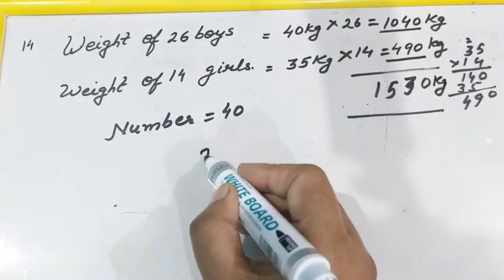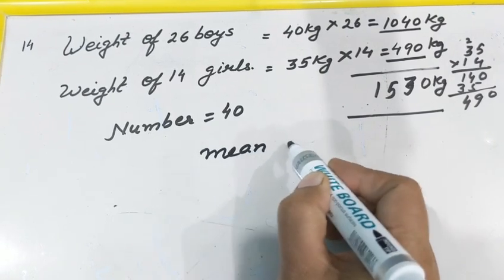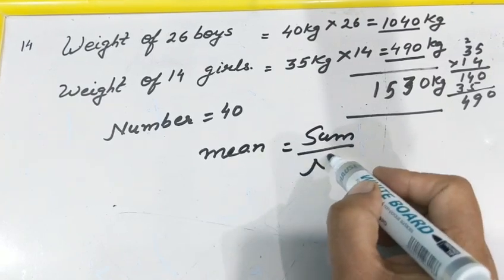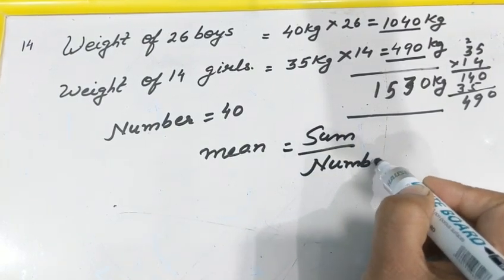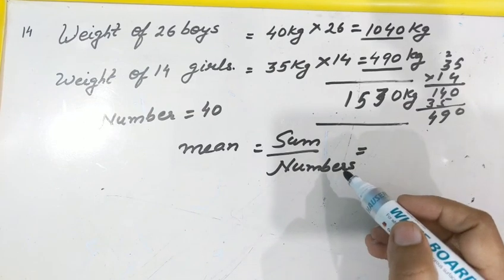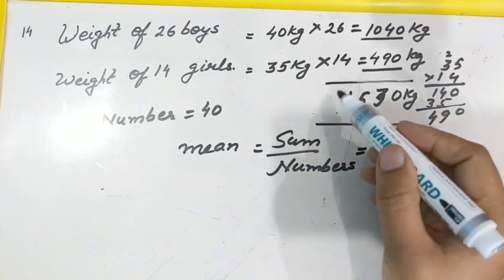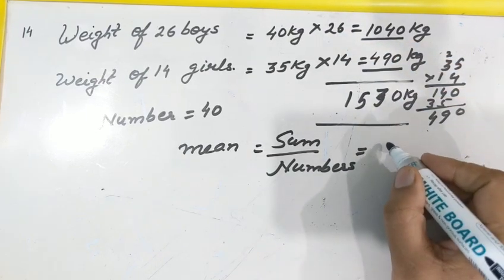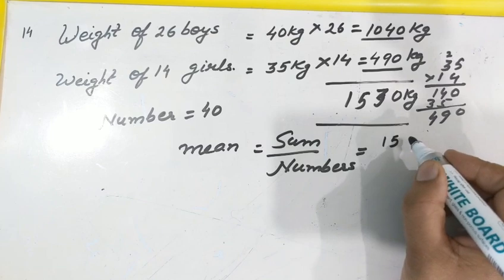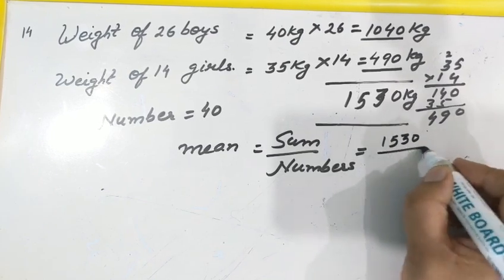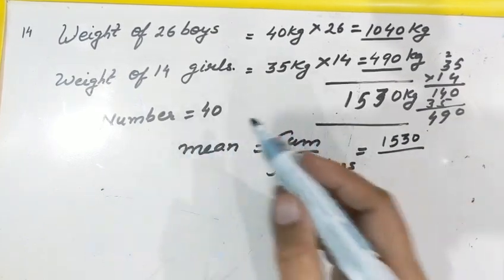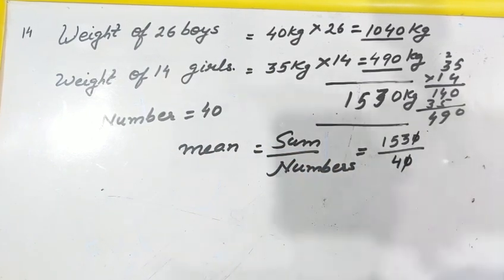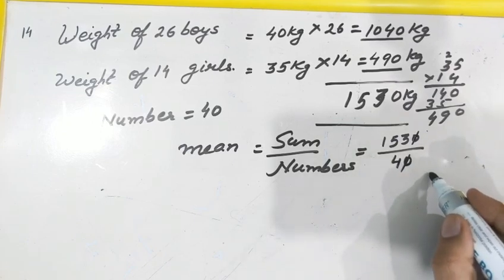1530 kg. How will you find the mean? Mean weight equals sum of observation upon the number of observation. So let us substitute the value. Sum means total weight of 40 students. That is 1530 upon the total number of observation equals 40. So let's simplify. 0 0 cancelled, divide by 4. You can do it here.